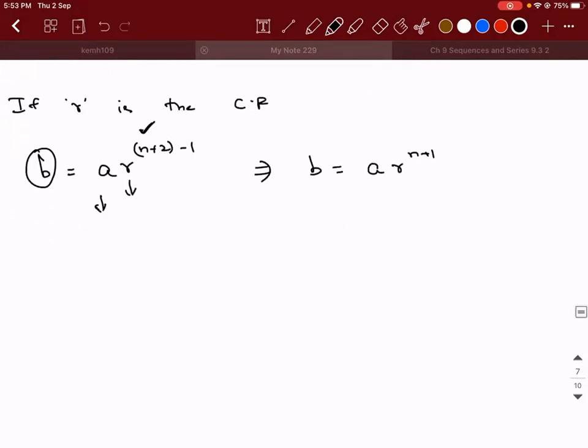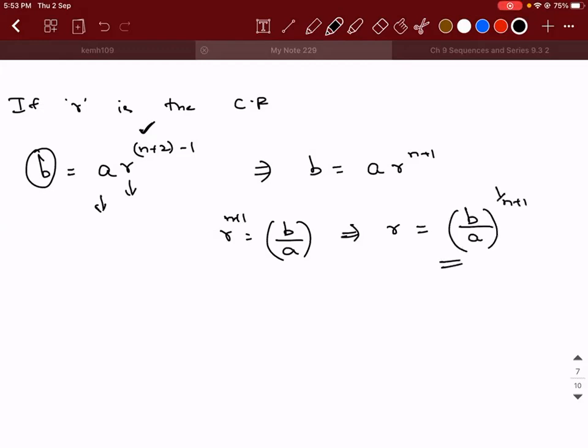So what is our job? To find R. So R will be equal to what? B divided by A. So R power n plus 1 is B divided by A. R will be equal to B divided by A the whole power 1 by n plus 1. So what will be given in the question? I told you already. B will be given, A will be given, n will be given. So is it easy for you to find R using this formula? Once you know R, once you know the first term, just multiply the consecutive terms with R. That will give you the required geometric progression.